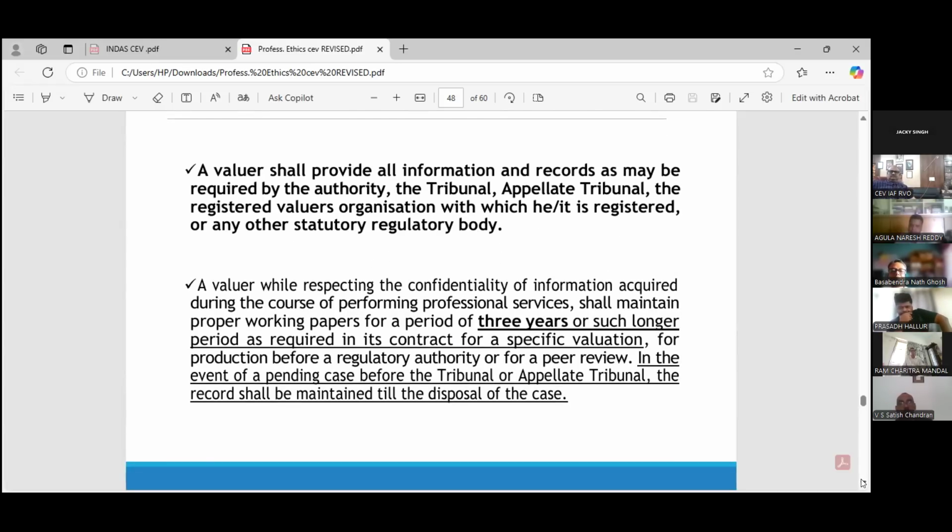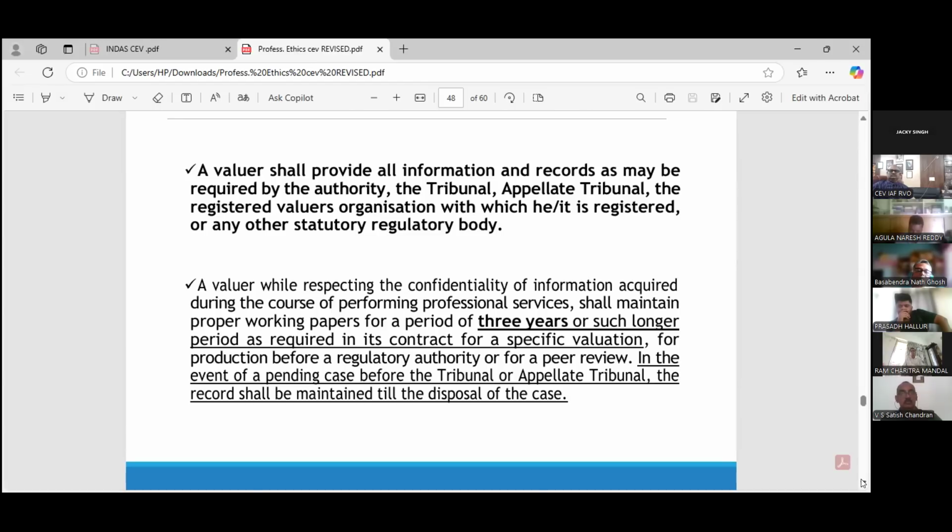A valuer, while respecting the confidentiality of information acquired during the course of performing the professional services, shall maintain proper working papers for how many years? 3 years. But they have given it as 'or such longer period as required in the contract'. If the contract specifies that you have to preserve for 5 years, then you have to preserve for 5 years. Forget the 3 years. Or production before regulatory authority or peer review.